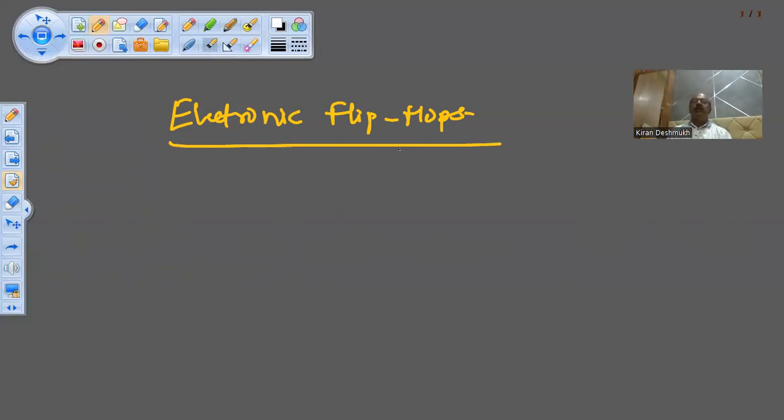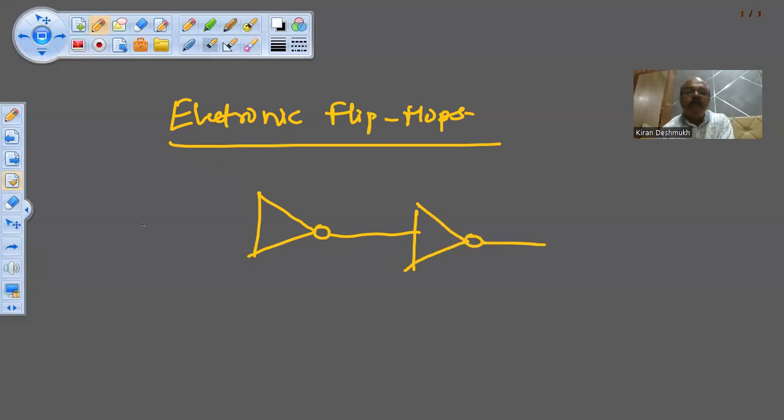Now, how to make an electronic flip-flop? That is important. So we need the gates. I will take the example. This is an inverter gate. Another inverter gate. Here I apply a battery. So ground and a plus 5-volt battery.